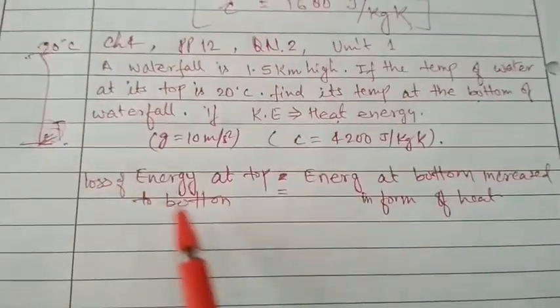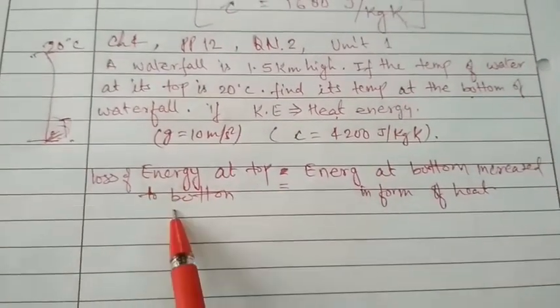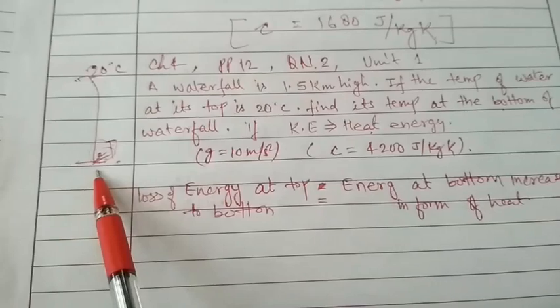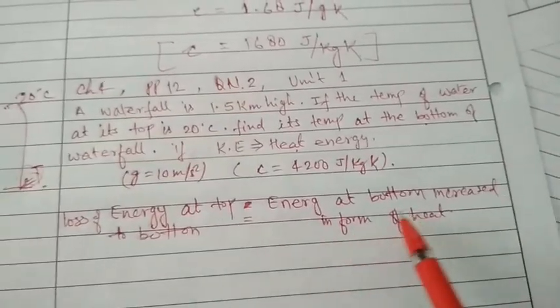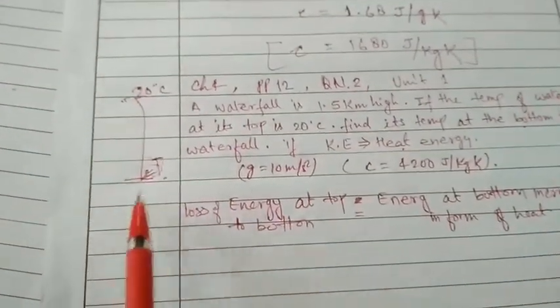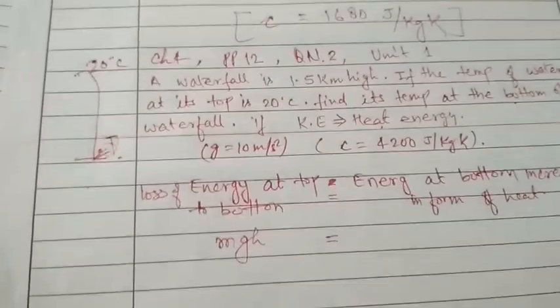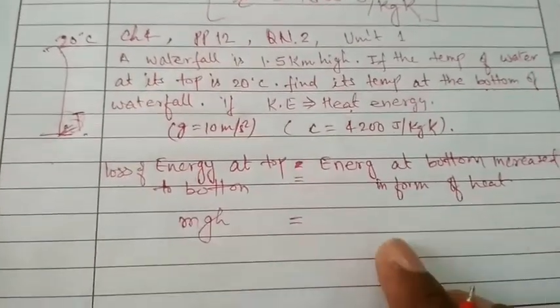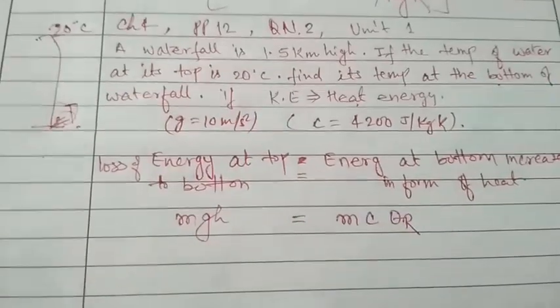Let's calculate. See here, loss of energy from top to bottom is equal to the increase in energy in the form of heat. Which form of loss is here? In the form of potential energy. So let's calculate the potential energy here, and this potential energy is changing into heat energy, that is mc theta.